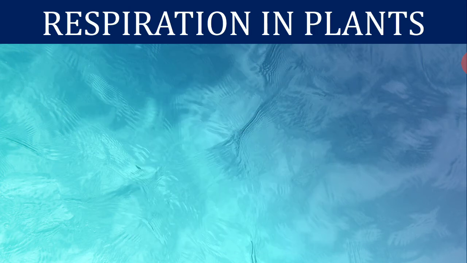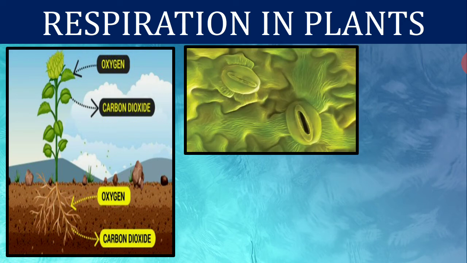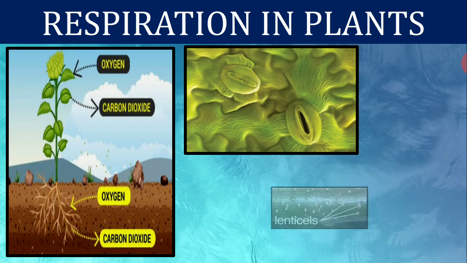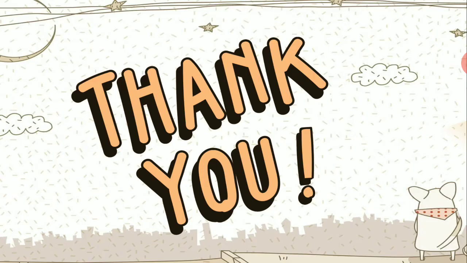Now let us come to the respiration in plants, children. Here the diagram given shows how the plants are taking in oxygen and giving out carbon dioxide. But while the process of photosynthesis goes on, it is the other way around. Here the stomata is being shown, which is surrounded by the guard cells, and here the respiratory organs of the plant are known as lenticels.